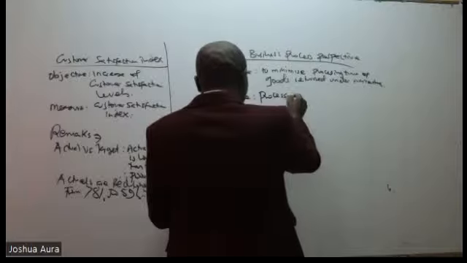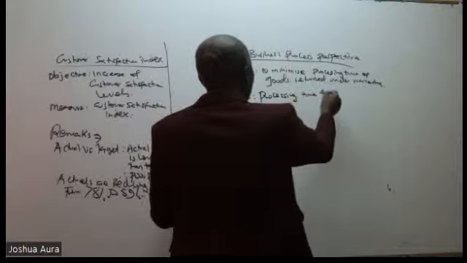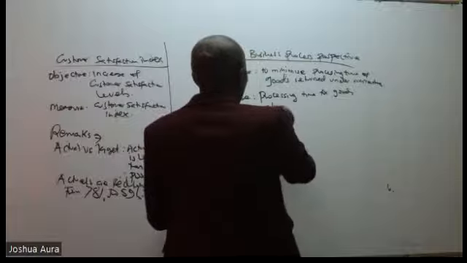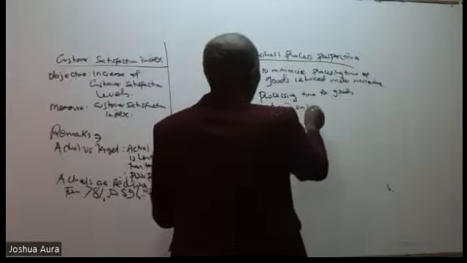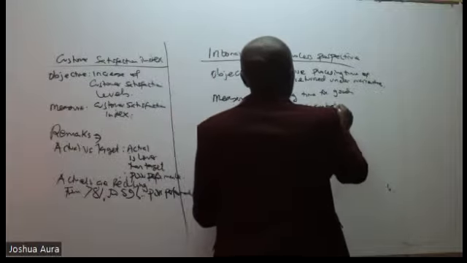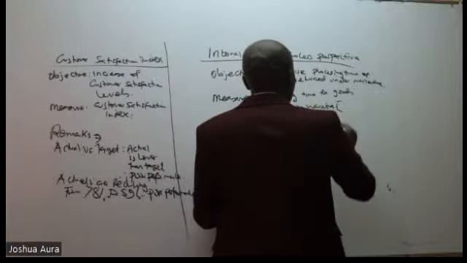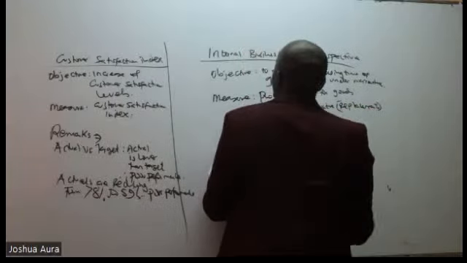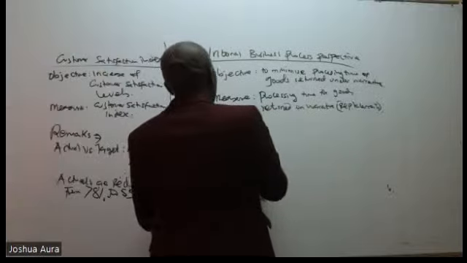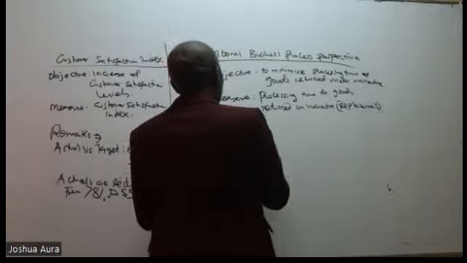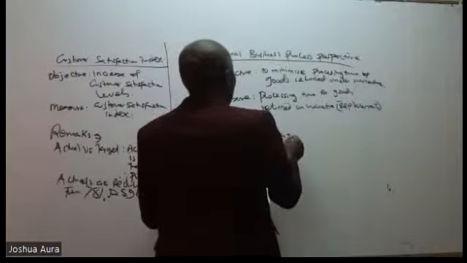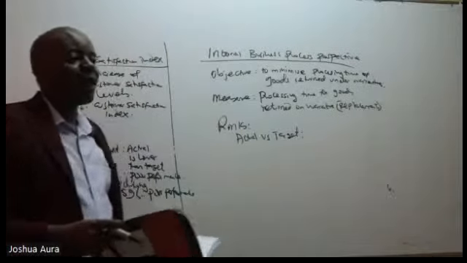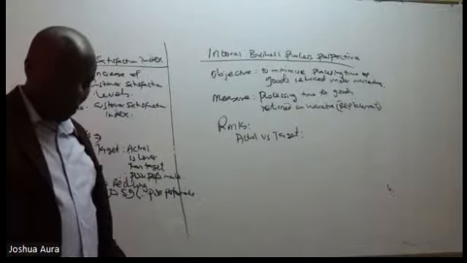Processing time for goods returned on warranties (replacements). So go to the general remarks. Compare the actual vis-a-vis target. From what you are able to see there, are we doing better off or worse off as a company?